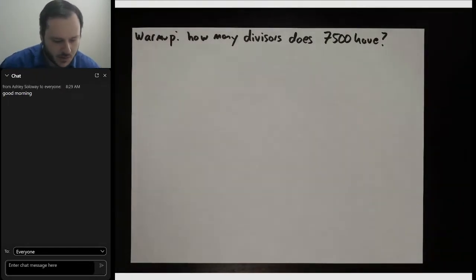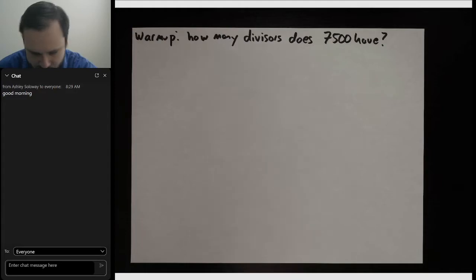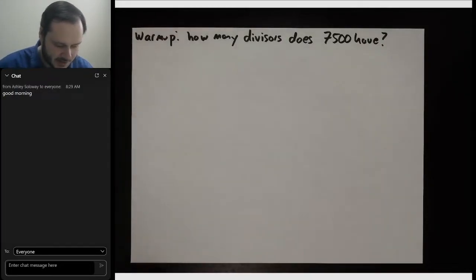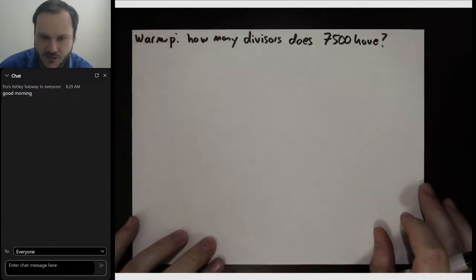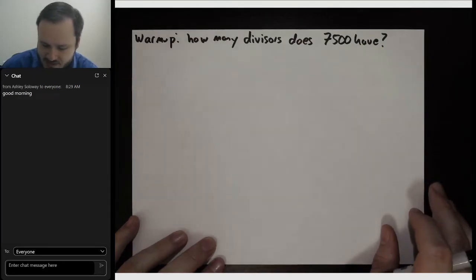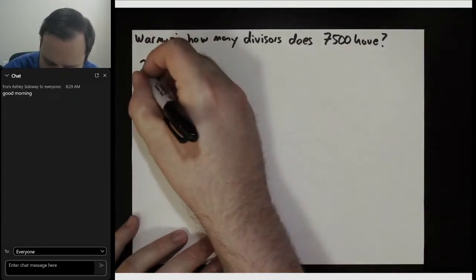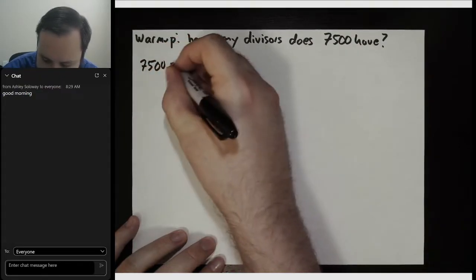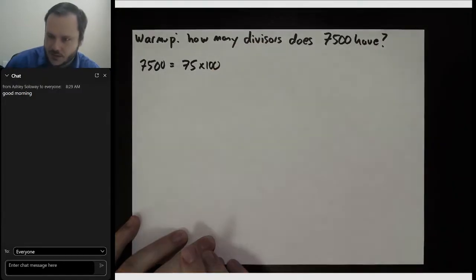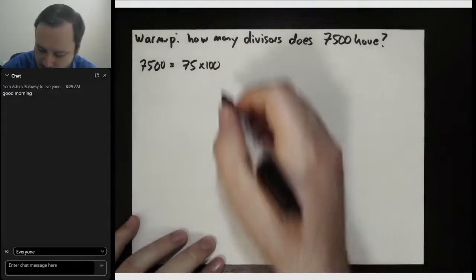So let's start with this warm-up question. Looking at 7500, we want to know how many divisors it has. First thing we want to do is get a prime factorization for 7500. Factoring in general is pretty hard, although in this case, not so bad. We can say that 7500 is 75 times 100. Those aren't prime numbers, but we can keep going.